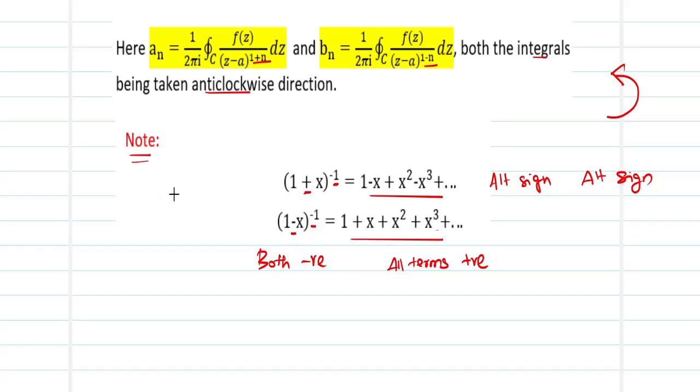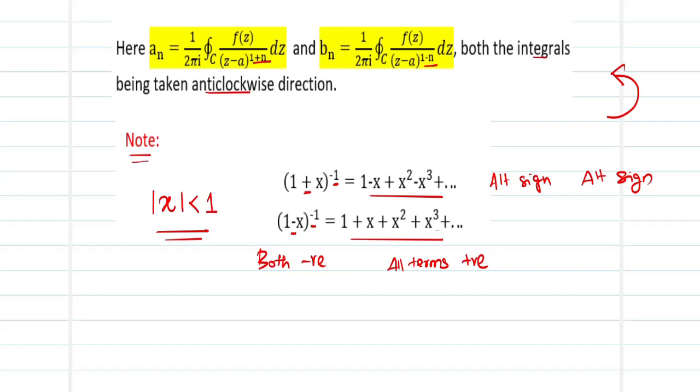And the primary thing which we need to keep in mind is that this binomial series is convergent for modulus of x less than 1. So whatever be the series expansion we are going to do, we will have to make sure that the modulus of the value is strictly less than 1.